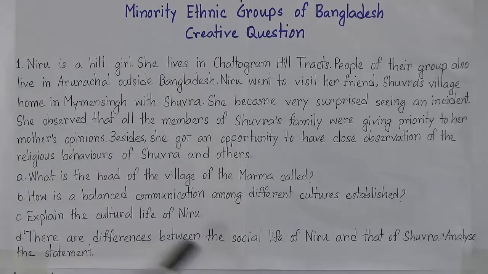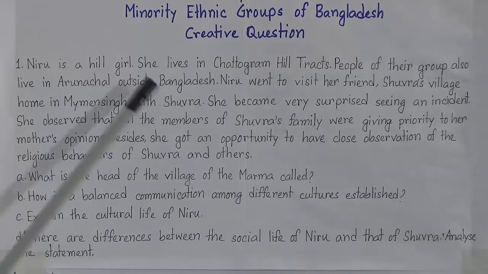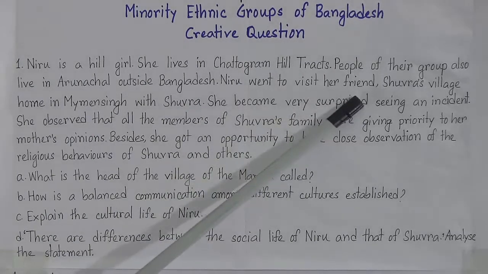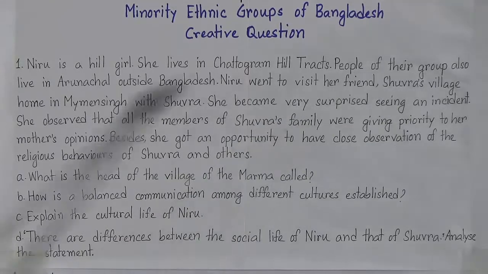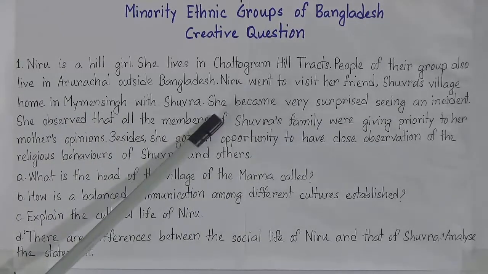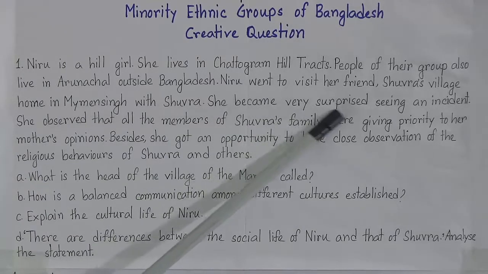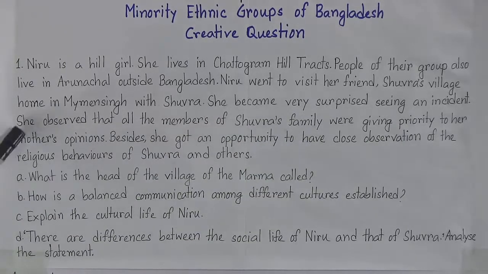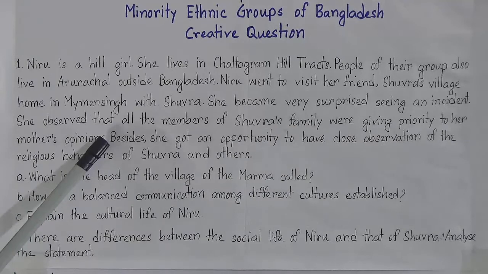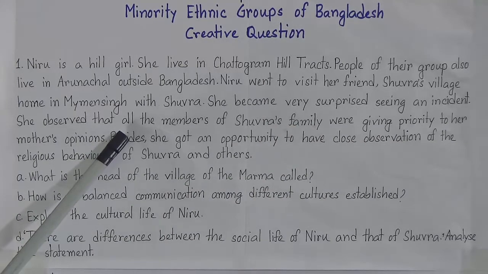Now look, Nehru and Shubro belong to two different ethnic groups. So we have found out that Nehru belongs to the Chakma ethnic group. And what about Shubro? Let's see. Shubro's village home is in Mymensingh, and Nehru became very surprised seeing an incident. And what is the incident? She observed that all the members of Shubro's family were giving priority to her mother's opinion. That means their family is matriarchal.